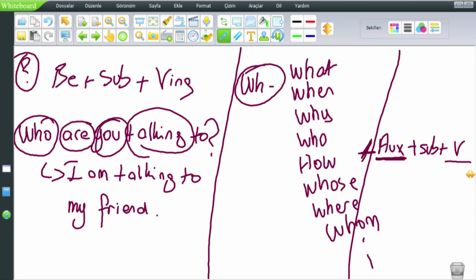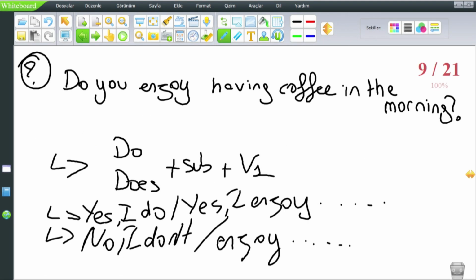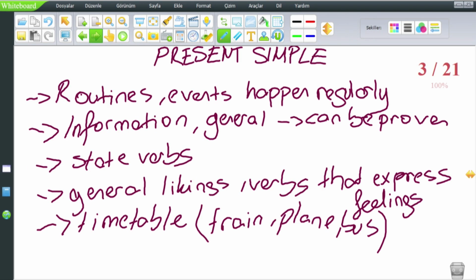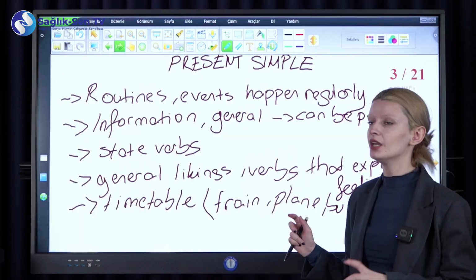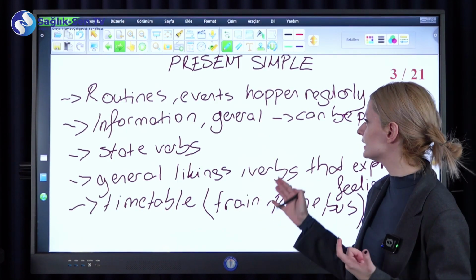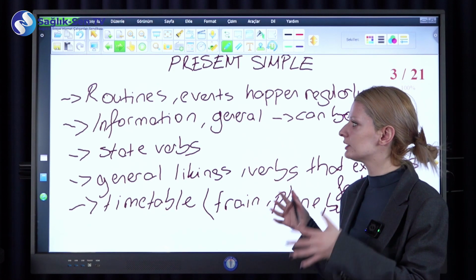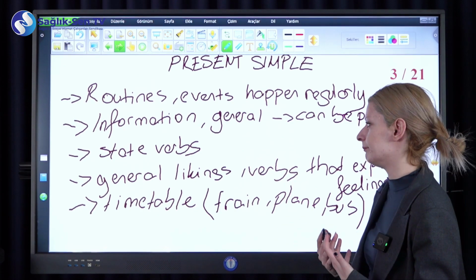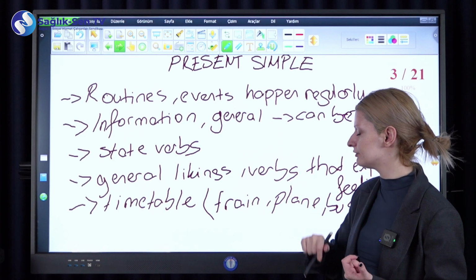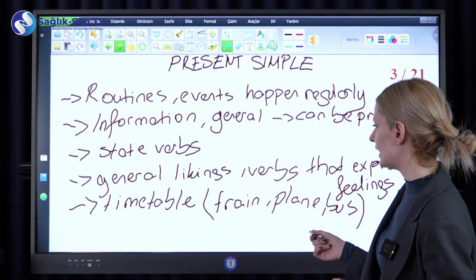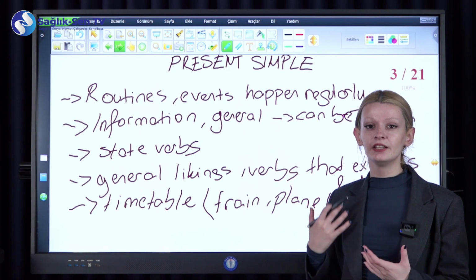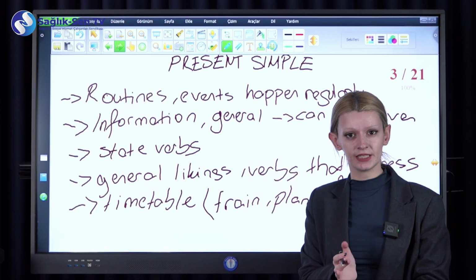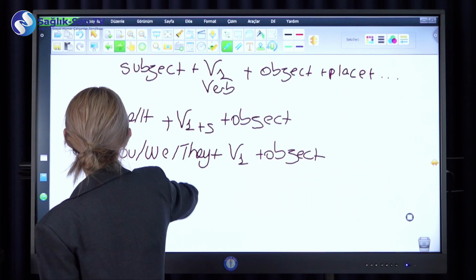Okay, let's review what we have learned so far. Present simple. We have started with present simple. We're talking about routines or something that happens regularly, on a regular basis. General information, something that can be proven and happens all the time. State verbs, we have talked about it later in detail. General likings, verbs that express feelings. Or timetables, for example, a train's timetable, a plane's or buses.